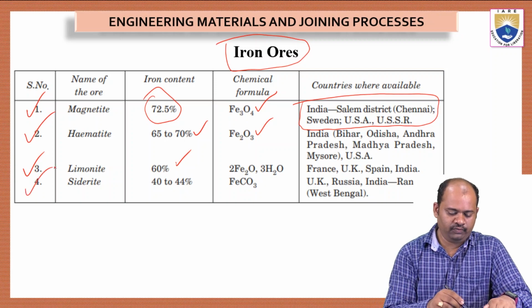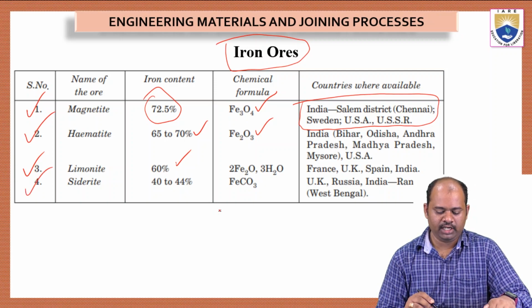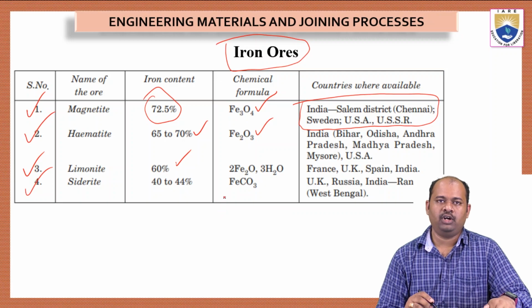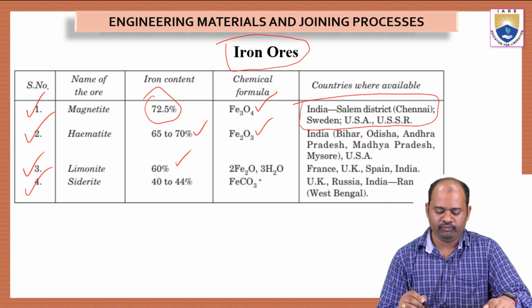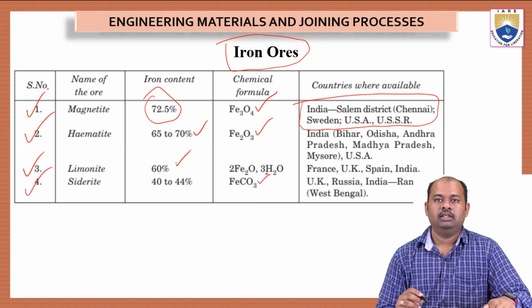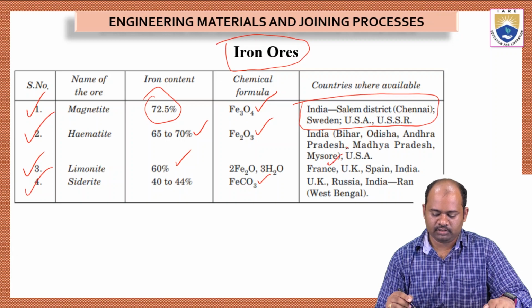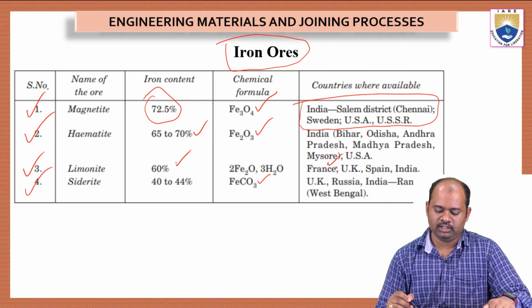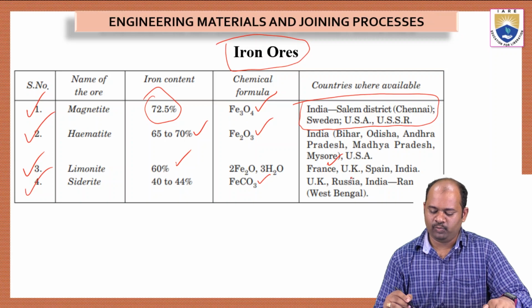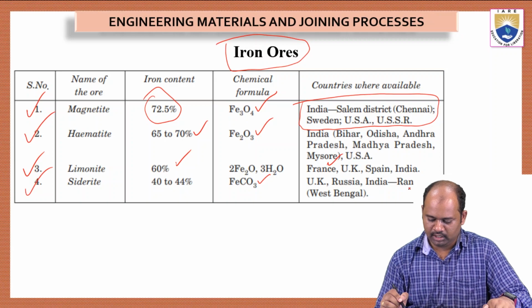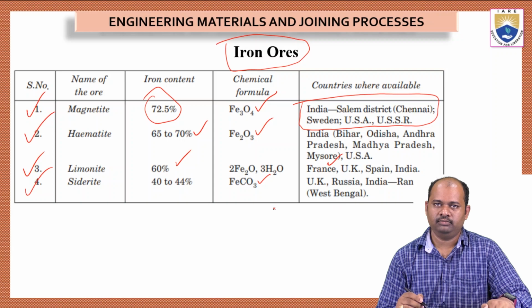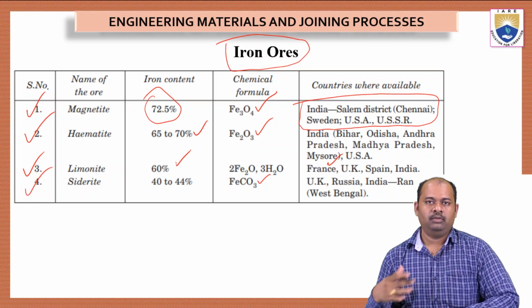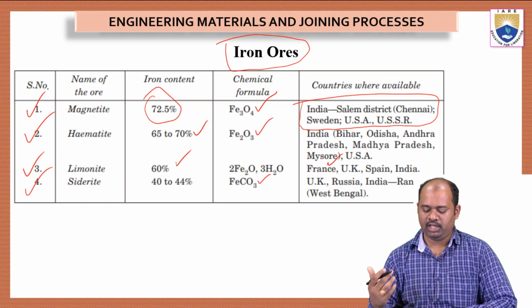Okay, and then we have the fourth kind of iron ore. This is siderite, which contains 40 to 44% of iron, and its chemical formula is FeCO3. It is mostly found in France. A large amount of this iron ore is found in France, followed by UK, Spain, Russia, India and other countries. In India, it is found in Raniganj, West Bengal. So it can be used to refine, and to prepare different types of steels.